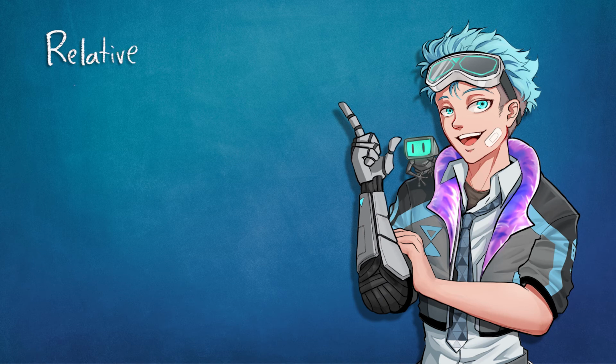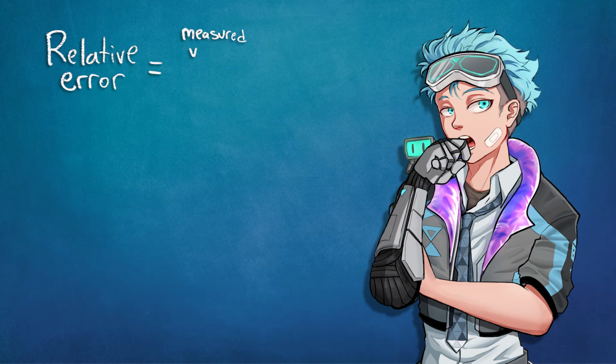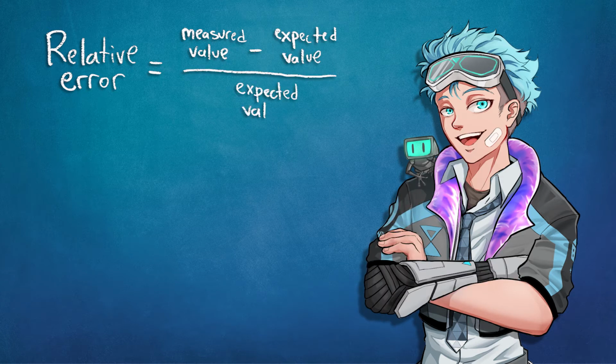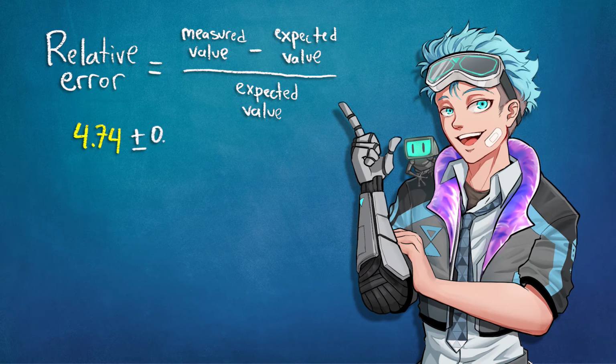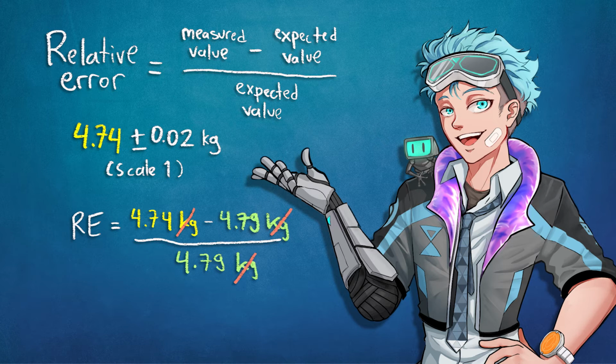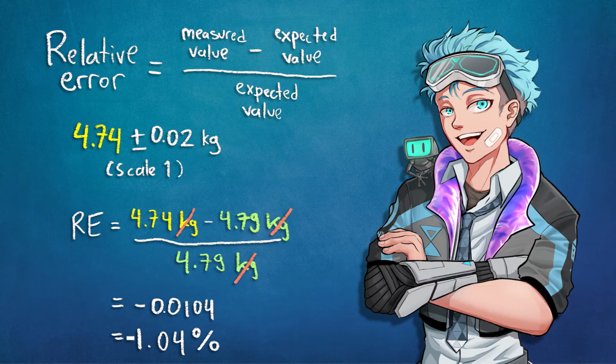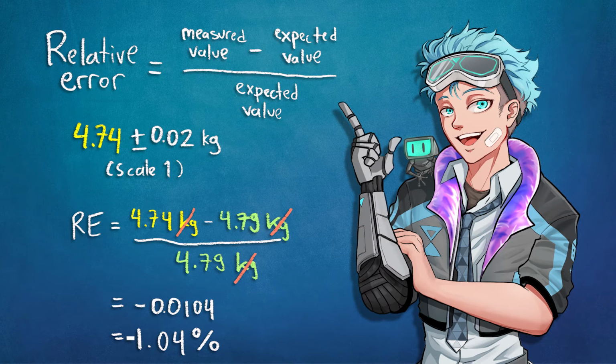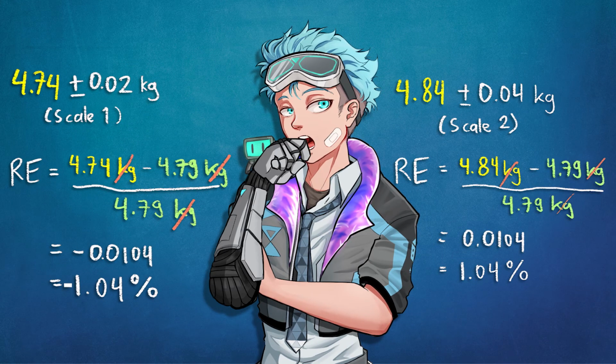Accuracy is usually quantified by relative error. That's measured value minus expected value divided by expected value. In this case, we'll put the average mass you measured in the measured value and Ribbit's actual mass in the expected value. You'll notice that whatever units these numbers have, you can always cross out and the result is unitless, aka a percentage. The lower the percentage, the lower the relative error, which means the higher the accuracy. In this case, both scales actually have the same magnitude of accuracy because they both have an error of 0.05 kilograms or roughly 1%.